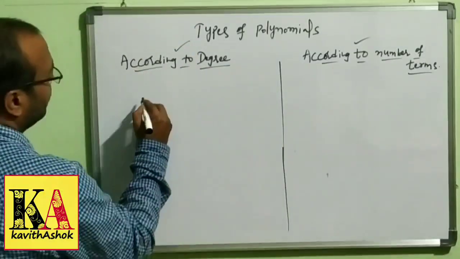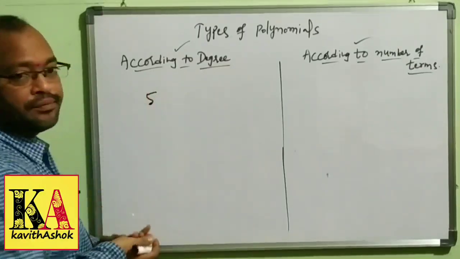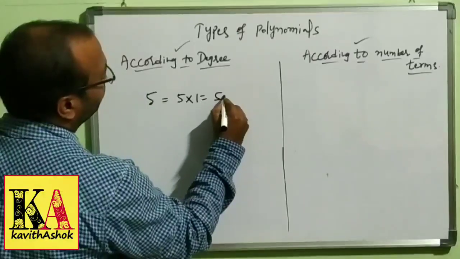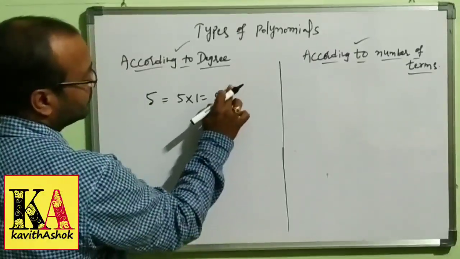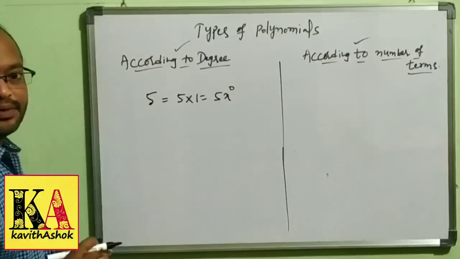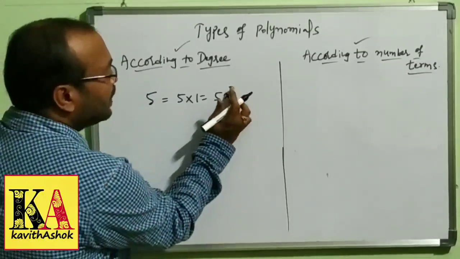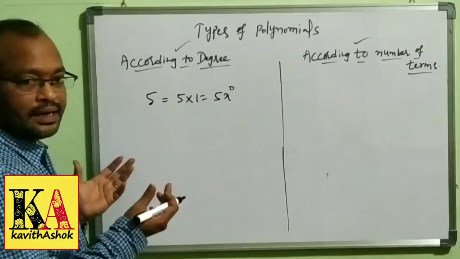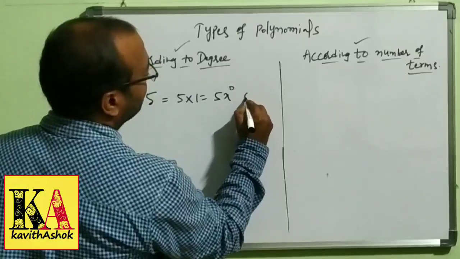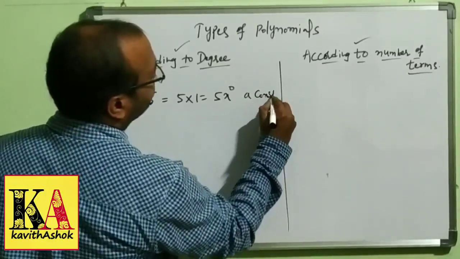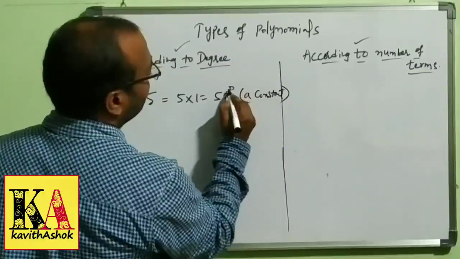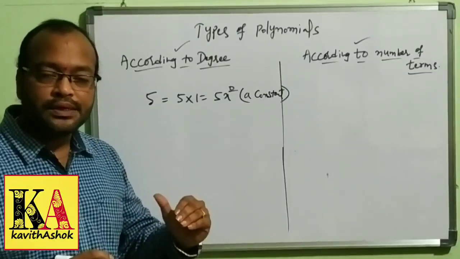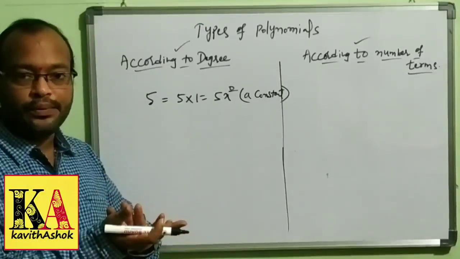Suppose only one number is there, 5. We already know 5 can be written as 5 into 1, and this is 5 into x to the power of 0. Anything power 0 is nothing but a constant, that is 1. Anything power 0 is equal to 1. So it is a 0 degree polynomial in x, which is nothing but a constant. Here degree is what? 0. The degree of a constant polynomial is 0. So that is a constant or 0 degree polynomial in x.